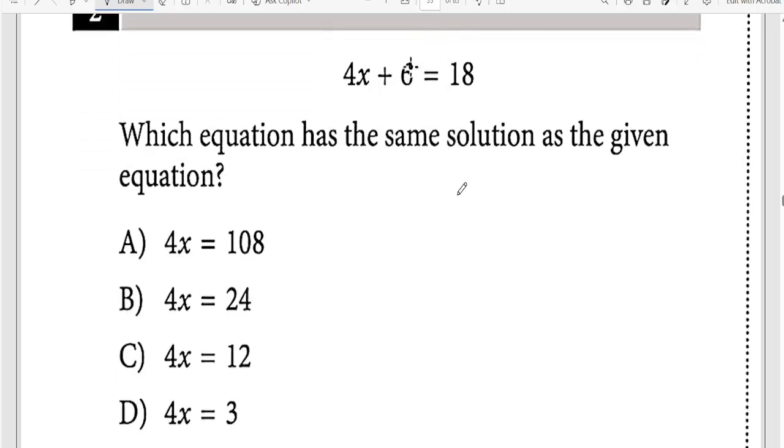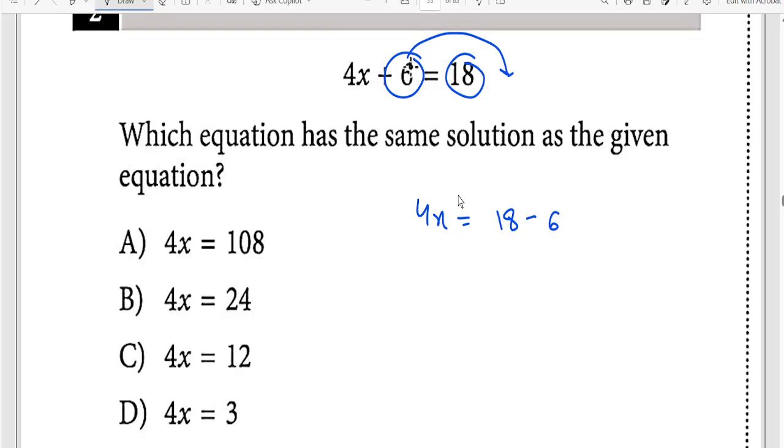Next question, it says which equation has the same solution as the given equation? Okay, so the given equation is 4x plus 6 is equal to 18. Now we just need to move constant terms to one side. If you move this 6 to this side, you will get 4x is equal to 18 minus 6.